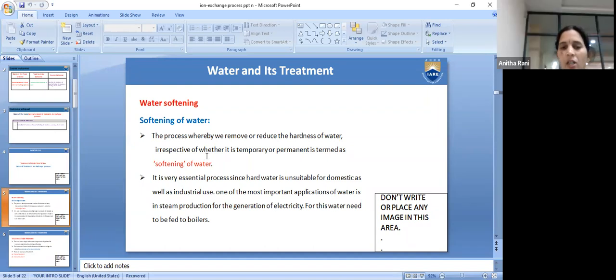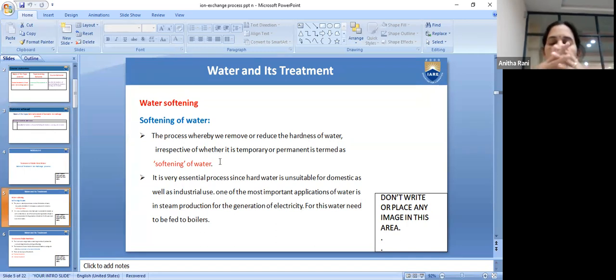Now here we have to understand what is softening of water. Softening of water means the process whereby we completely remove or reduce the hardness of water. We can remove either temporary hardness or permanent hardness. That is known as softening of water. So softening of water means the process we follow to remove the hard salts present in water.